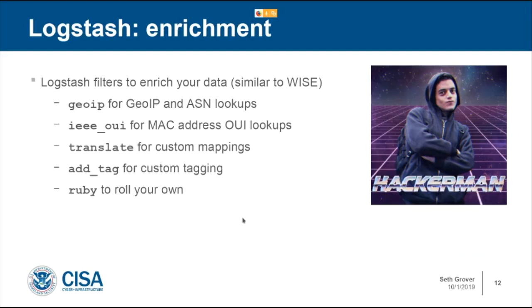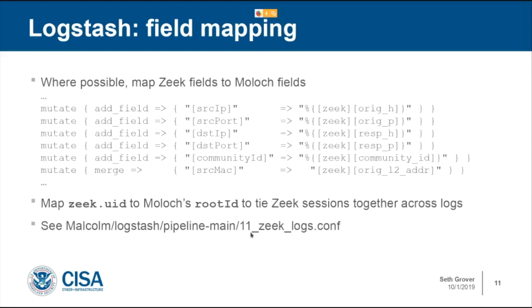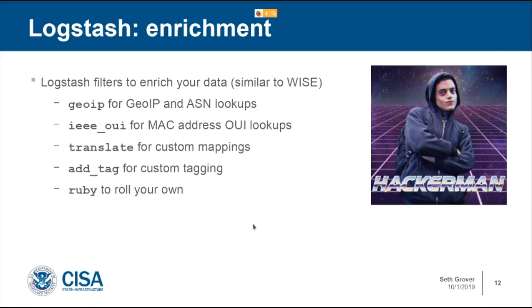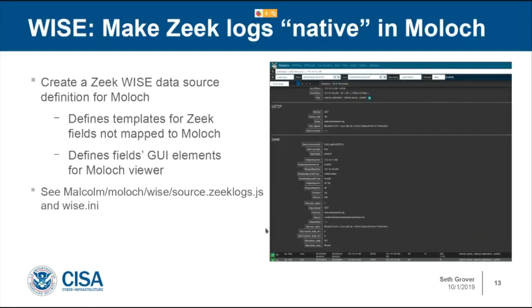So you can do some other enrichment, similar to what we're doing for WISE. There are Logstash filters for doing GeoIP lookups, for mapping MAC address OUIs to the vendor names. I've got my own custom mappings for all sorts of different lookups that you can do. You can go look at that in the link here when you look at my slides, on my GitHub. You can see a lot of these enrichments that I'm doing for custom tagging, or even writing your own Ruby code to further enrich those events.